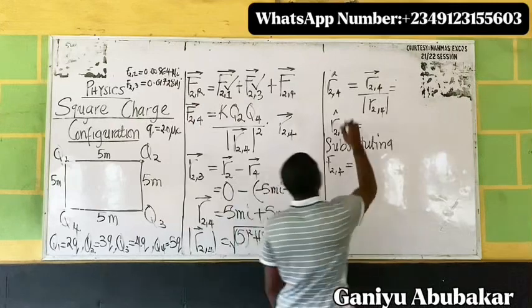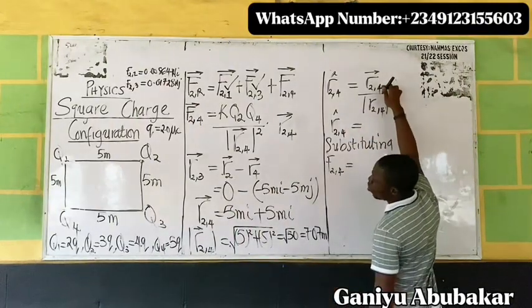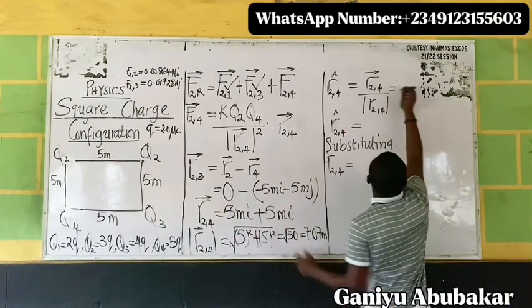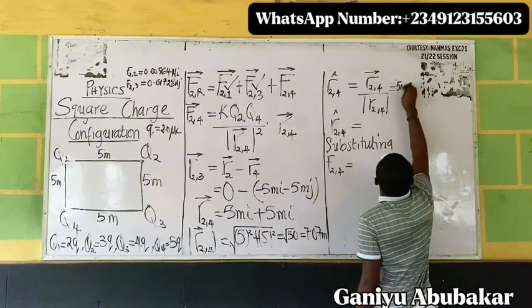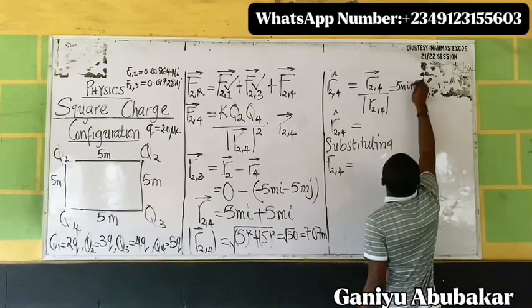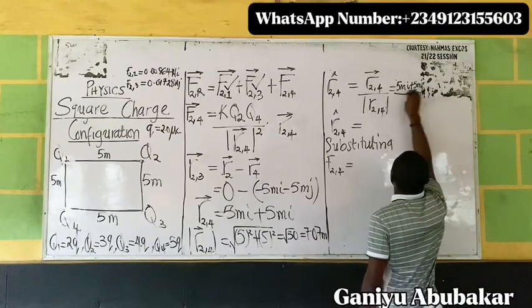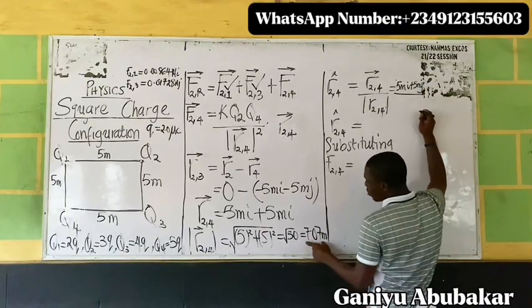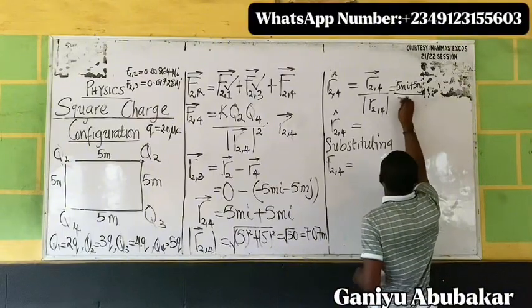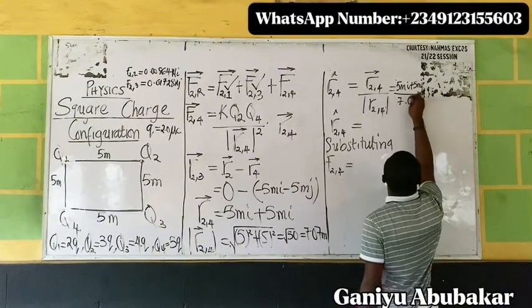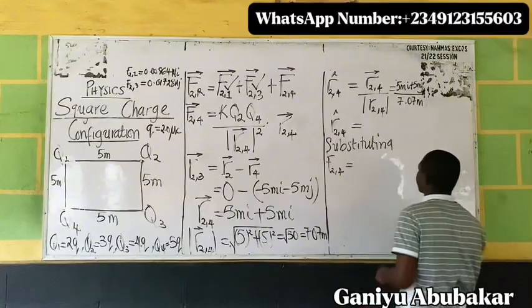Then let's get the unit vector. That position vector is 5 meters I plus 5 meters J all over this one here, that's 7.07 meters.